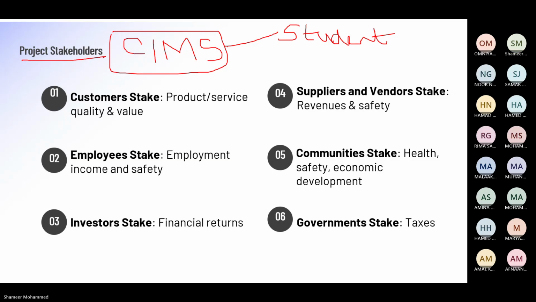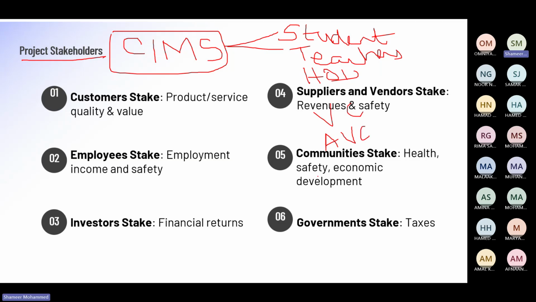Also teachers. Also head of the departments. Also vice chancellor or assistant vice chancellor or dean. They are all using this system. They are all participating in this system.